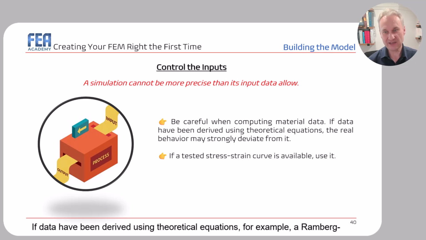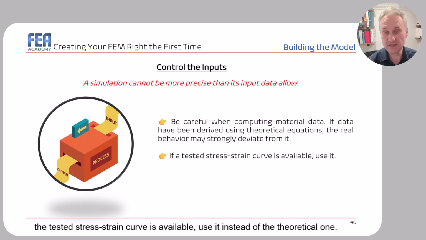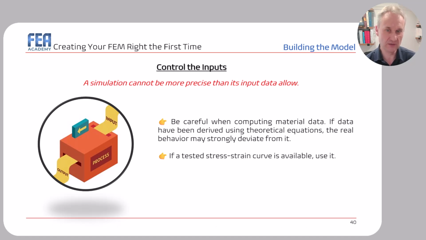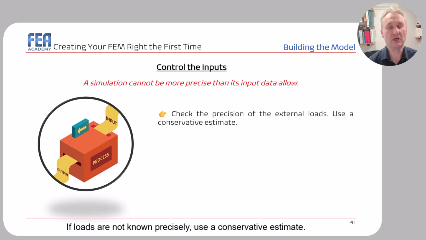But be careful when computing material data. If data have been derived using theoretical equations, for example, a Ramberg-Osgood law for the plasticity, the real behavior may strongly deviate from it. So if the tested stress strain curve is available, use it instead of the theoretical one. Also, check the precision of external loads. If loads are not known precisely, use a conservative estimate.